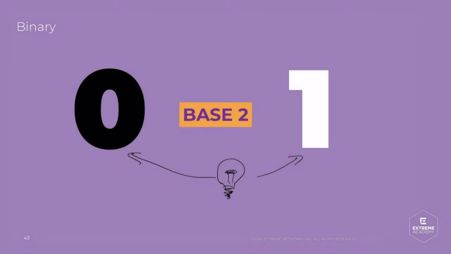So binary is what the computer speaks, what the computer understands, calculates, and uses to do everything that it does. Two states, 0 or 1, on or off, no or yes.